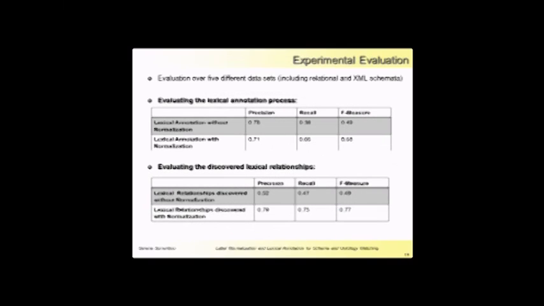The schema label normalization method has been evaluated over 5 different real data sources, and we evaluated in particular the performance of the lexical annotation process without and with our method. As we can see, we are able to increase recall without significantly worsening precision. But what is relevant is that during the lexical relationship discovery process, we are able to improve significantly both precision and recall, and as a consequence, also the F measure, which is a combination of precision and recall.